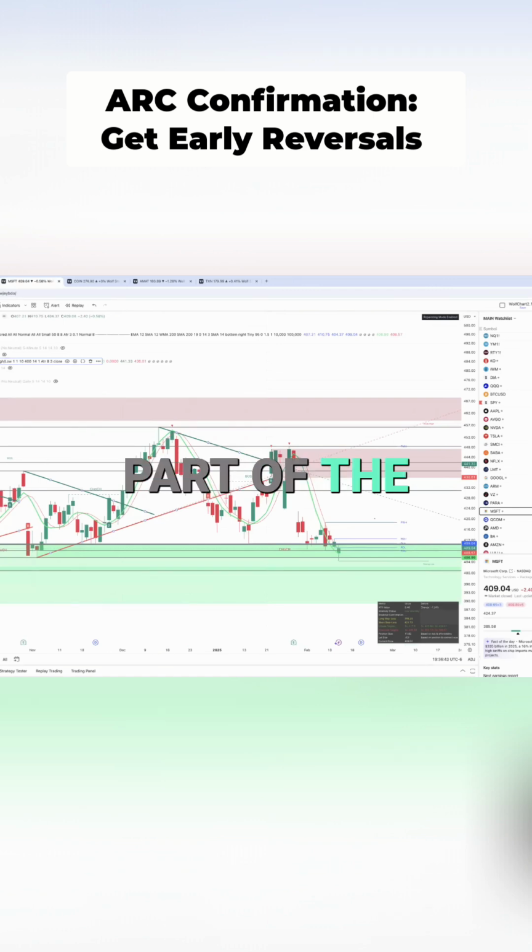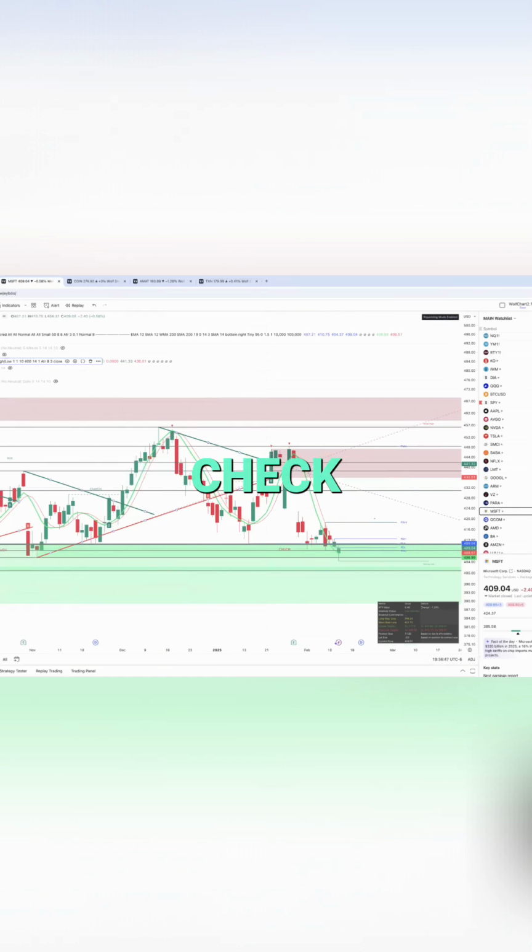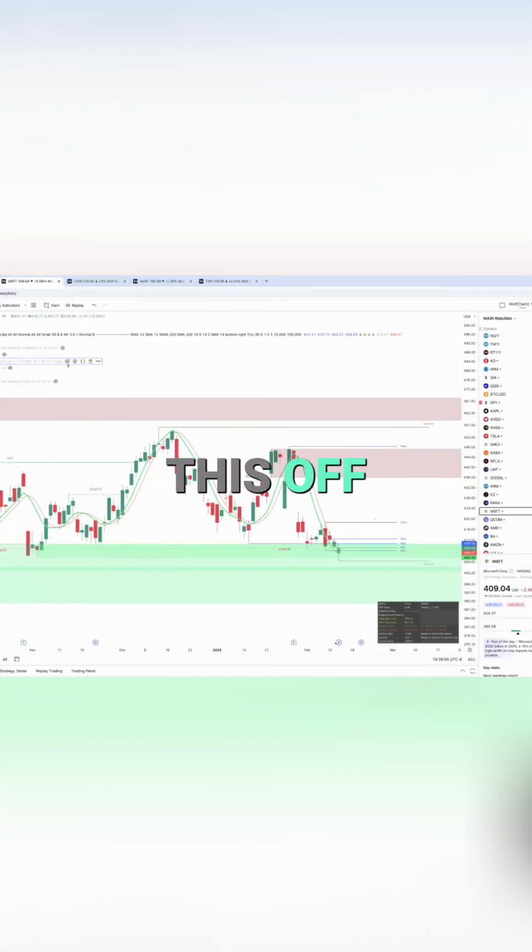Because it's a part of the Wolf Levels Pro indicator. I thought I did, but maybe I didn't. I'll have to go back and check. Yeah, so with the Wolf chart, there's two indicators. You've got the Wolf chart, and then you have Wolf Levels Pro. Okay, so if I take this off, you see it takes off all my levels. Yeah, that's what I'm seeing right now. So I probably didn't turn that on.